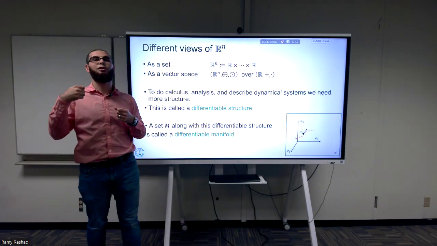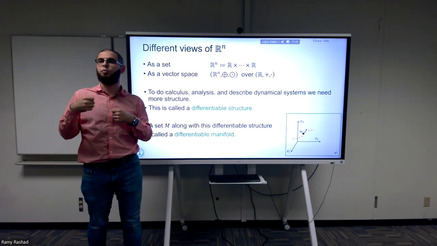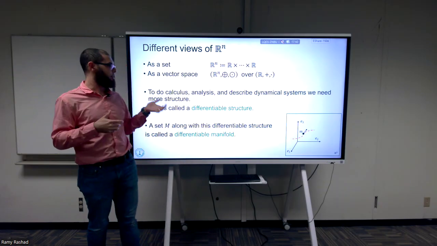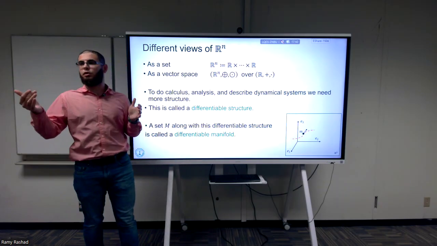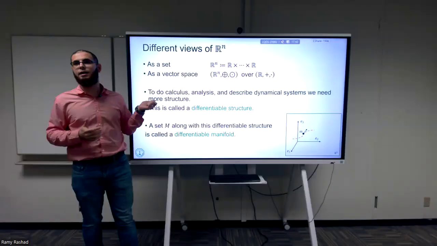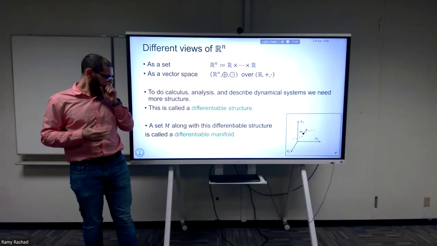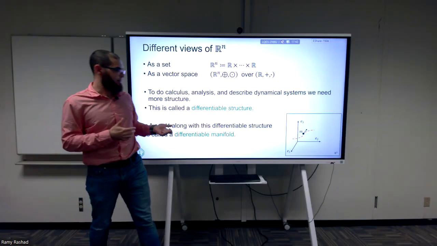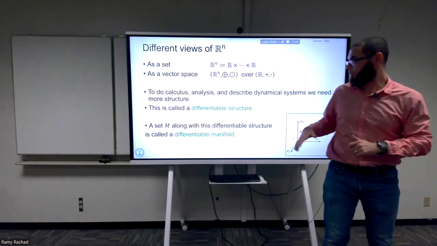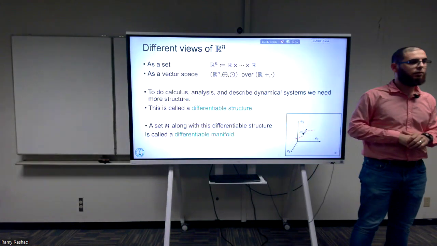So whenever you want to talk about dots and partial differentiations, to do calculus, to do analysis, then you need more structure. This structure that we need on Rn is called a differentiable structure. And in general, a set M with this differentiable structure is called a differentiable manifold.